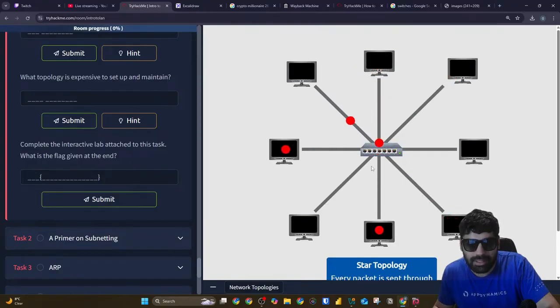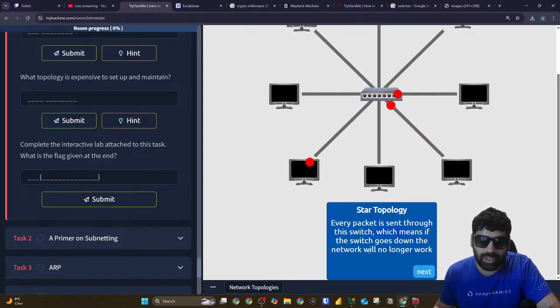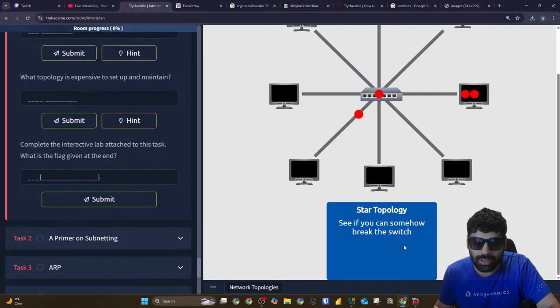In this, if you see, in bus we had multiple, right, left and right, but the switch is smart, so it knows where to send which data. Each packet is sent through the switch, which means if the switch goes down, the network will no longer work. See if you can somehow break the switch.